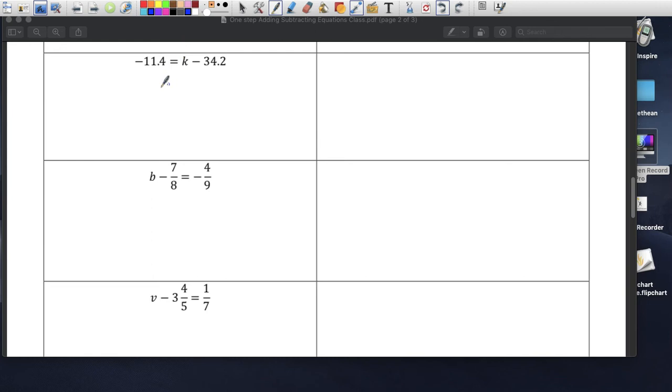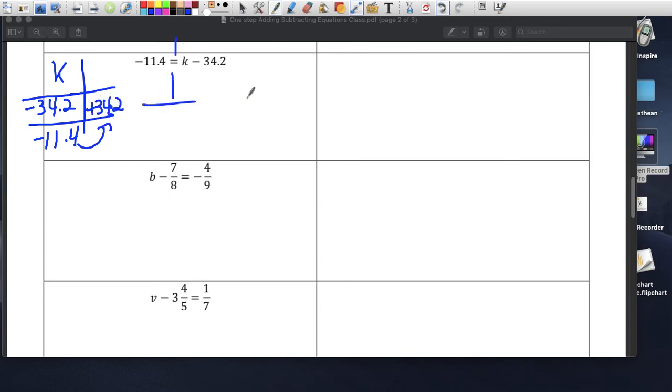So again, here we have k, and 34.2 is being subtracted, and that's going to give us negative 11.4. So going backwards, I'm going to add 34.2 to both sides. So follow your instructions. Plus 34.2, plus 34.2. These two go away because they're opposites. Negative 34.2 plus 34.2 is 0. And then a k is left over.